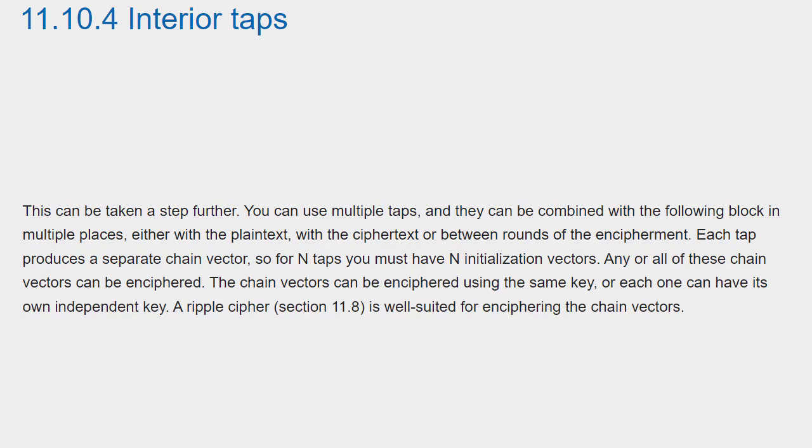This can be taken a step further. You can use multiple taps, and they can be combined with the following block in multiple places, either with the plain text, with the ciphertext, or between rounds of the encipherment. Each tap produces a separate chain vector, so for n taps you must have n initialization vectors. Any or all of these chain vectors can be enciphered. The chain vectors can be enciphered using the same key, or each one can have its own independent key. A ripple cipher, section 11.8, is well suited for enciphering the chain vectors.